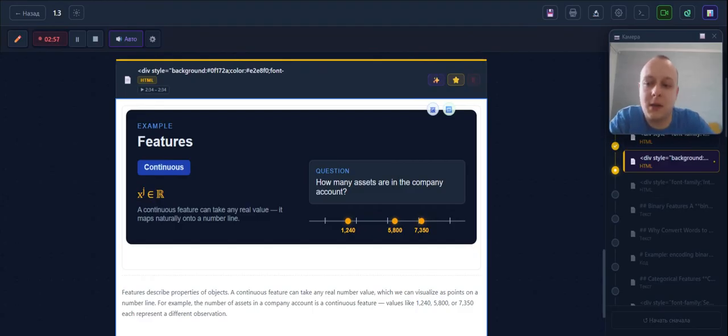And let's look at the features and see their main properties, qualities. Features describe properties of object. And let's look at the continuous feature. As we already know, continuous means this particular feature can take any real number value, and we can visualize that on the number line. For example, the number of assets in the company account is continuous feature.